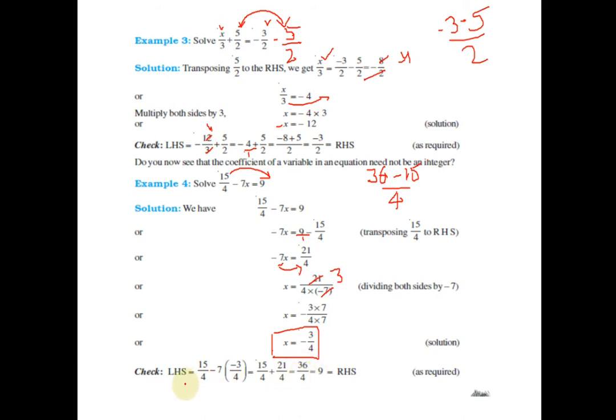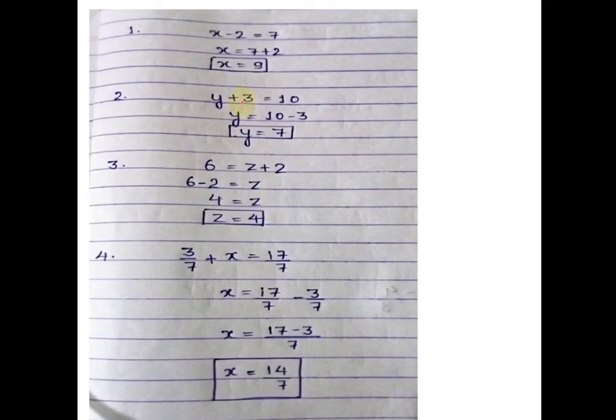So you get 9 in the LHS, and in the RHS also you had what? 9. So our equation is correct. Now let's come to the exercise 2.1. The first question says x minus 2 equals 7. You have to solve it for x.